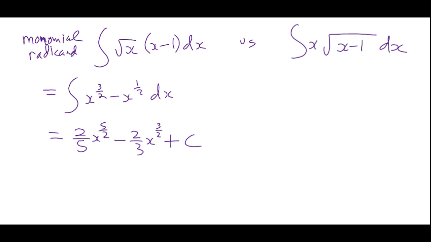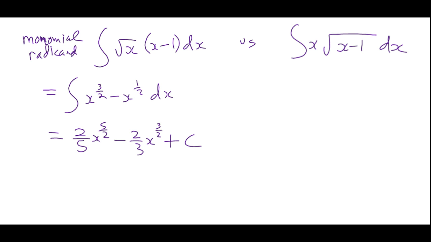What if we have a binomial radicand? I can't just multiply an x into a root x minus 1, right? We can't do that. So we want to make the radicand a monomial. So what are we going to do?